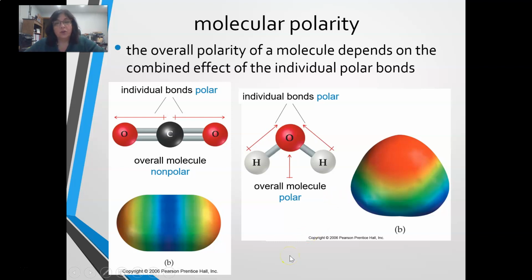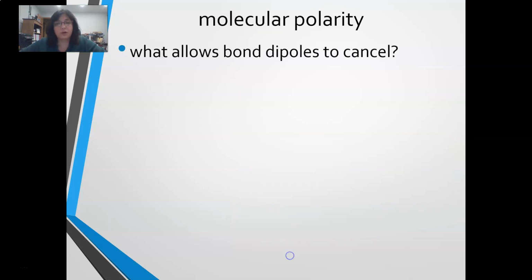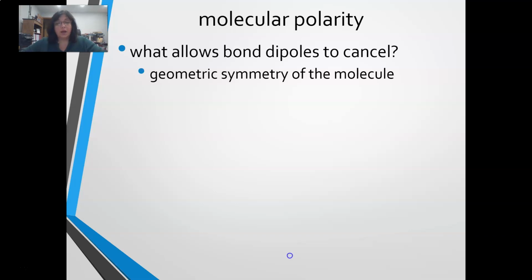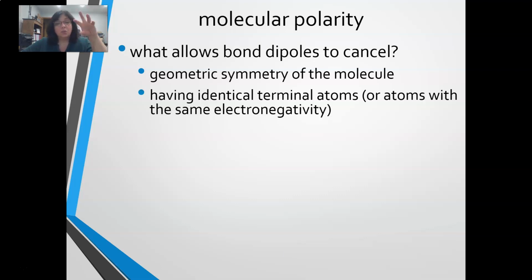So again, overall, the polarity of the molecule depends upon the combined effect of the individual polar bonds and the shape. The shape is going to contribute as well. So what allows polar bonds to cancel? Well, again, we talked about the fact that you've got to look at the geometry, the symmetry of the molecule, having what are the terminal atoms? Are they all the same or are they different?